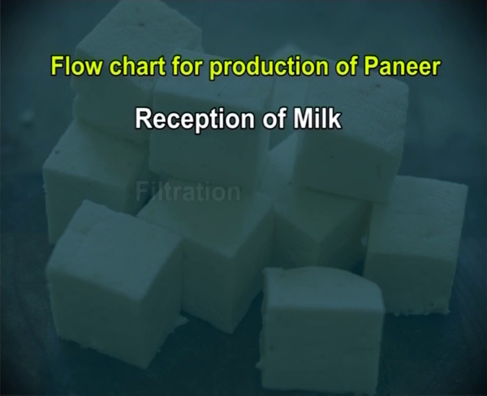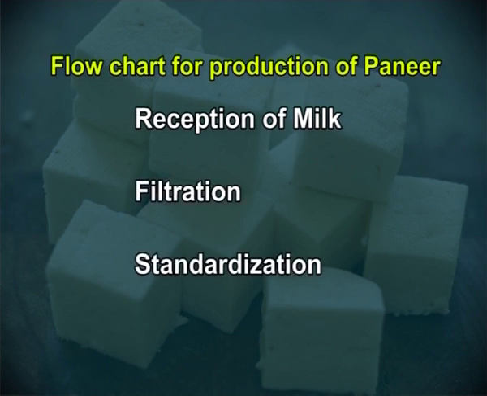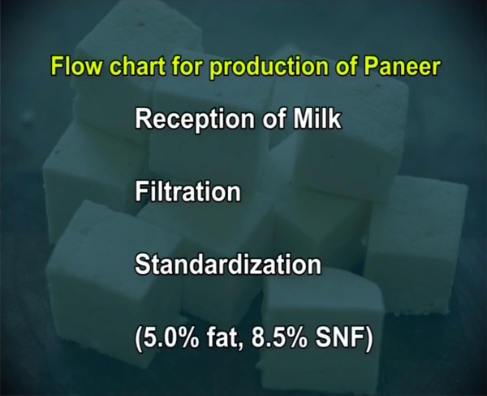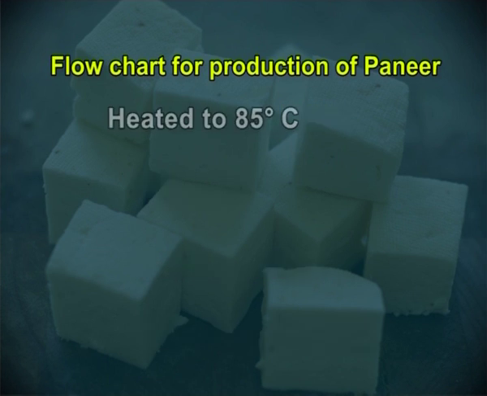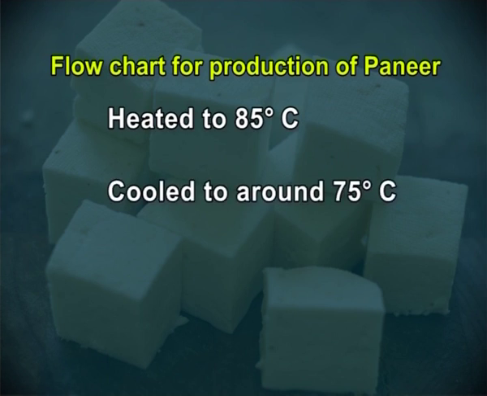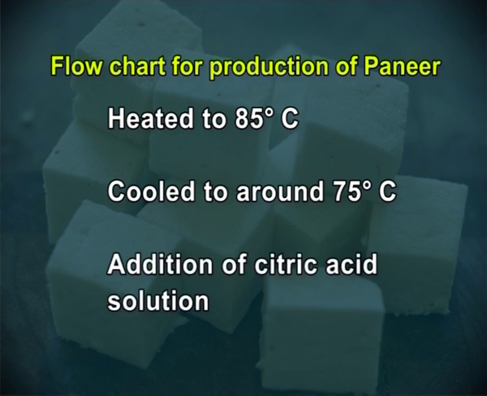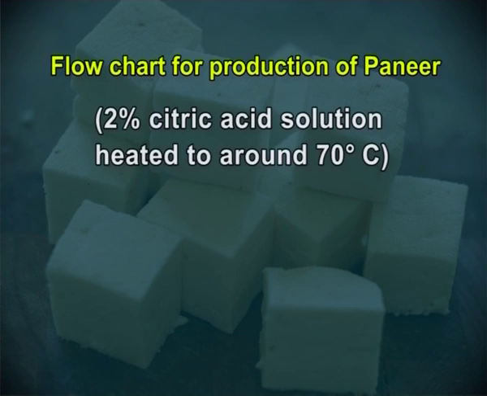Reception of milk. Filtration. Standardization, 5.0% fat, 8.5% SNF. Heated to 85 degrees centigrade. Cooled to around 75 degrees centigrade. Addition of citric acid solution. 2% citric acid solution heated to around 70 degrees centigrade.